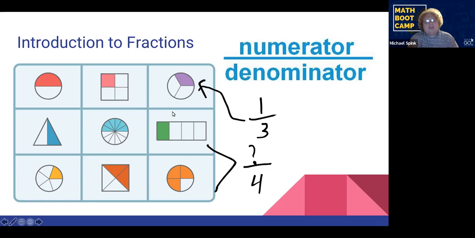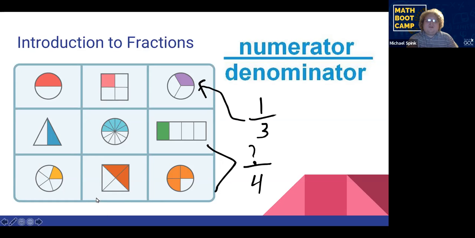Taking a look at the one right above it in green, we have taken that object. It's not a circle anymore. It's a rectangle, but we've still broken it into 4 pieces. It's still out of fourths. Now, how many do we have here? We have 1, or 1/4.